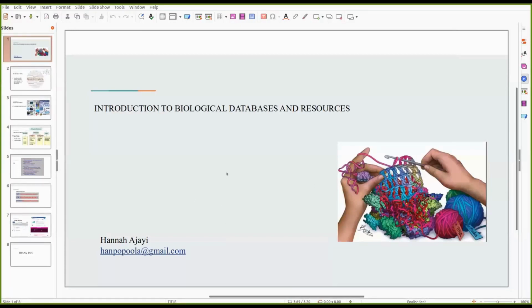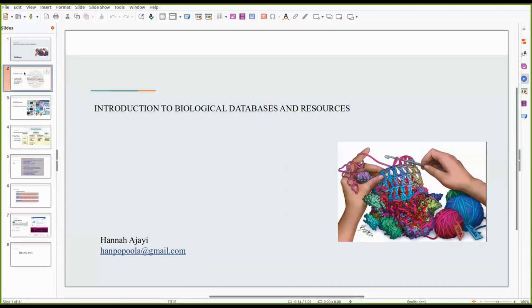So the big question or icebreaker is, what is bioinformatics? This session would be dealing with introduction to biological databases and resources. But before we get into what biological databases are and what the resources available are, we'll first want to know why we need biological databases and also the resources available for the analysis.